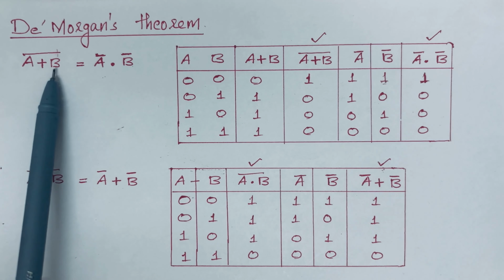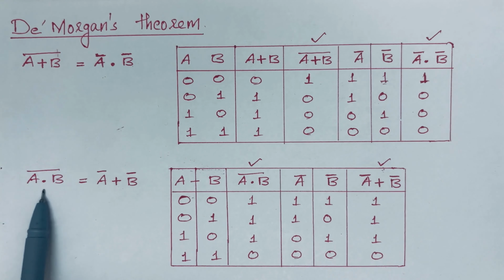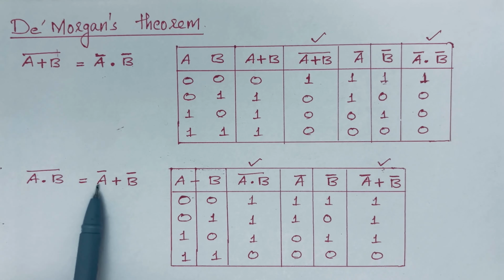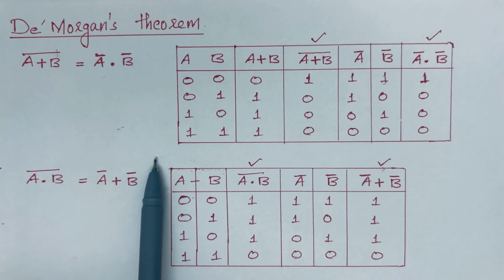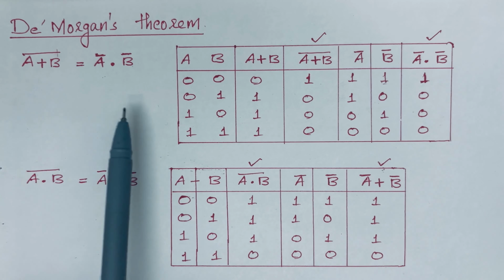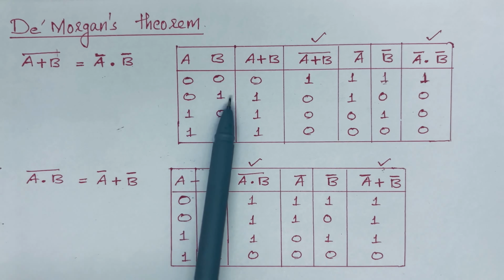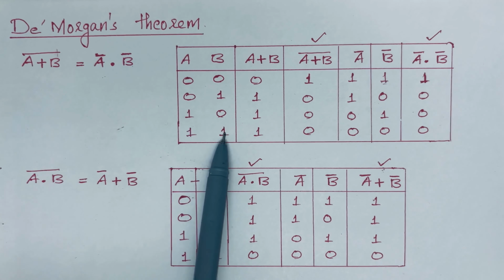So A plus B the whole complement is equal to A complement into B complement, and A dot B the whole bar is equal to A complement plus B complement. Now we will see the proof of these two theorems with the help of a truth table. How many variables are there? Two variables are there, A and B. So we need to write the 2-bit combinations, 4 combinations, 0, 0, 0, 1, 1, 0, 1, 1.